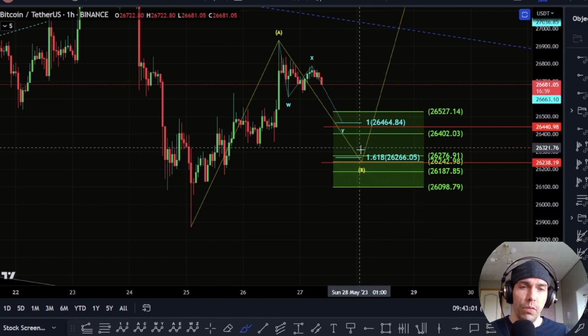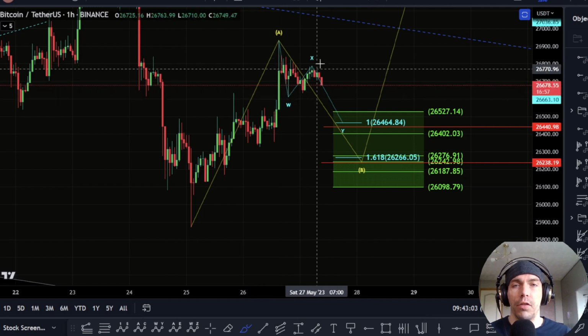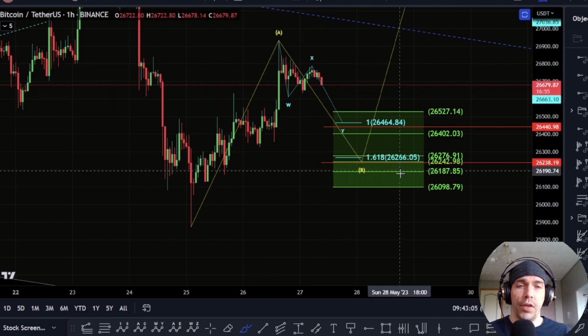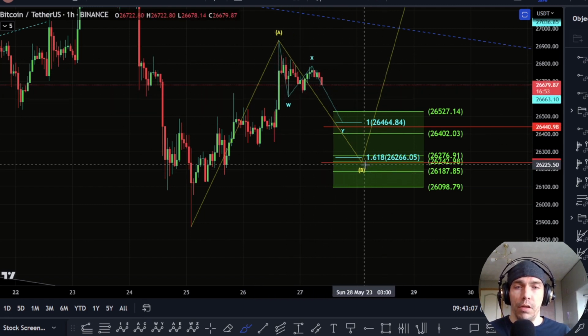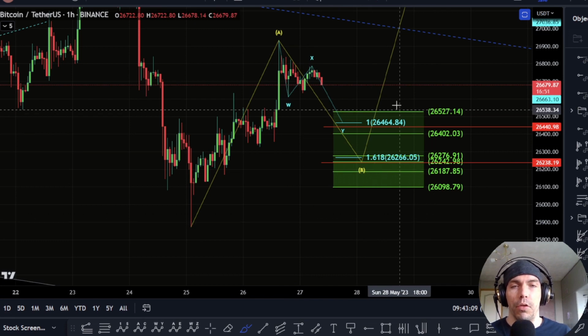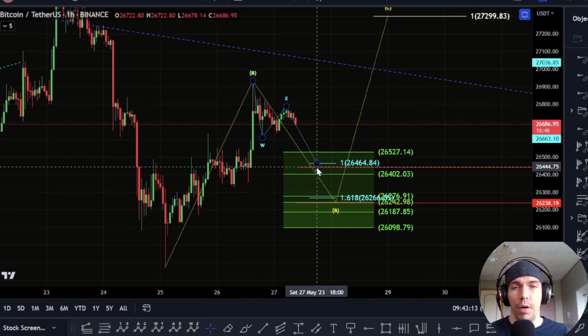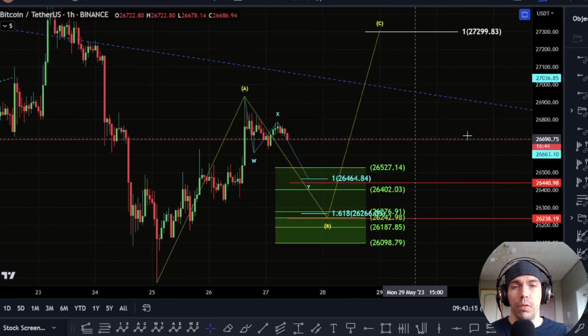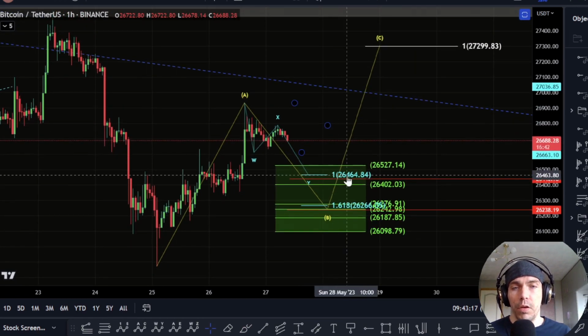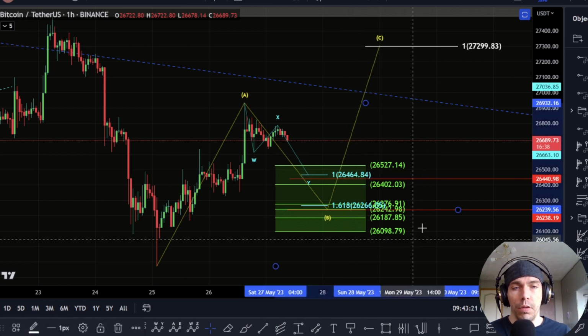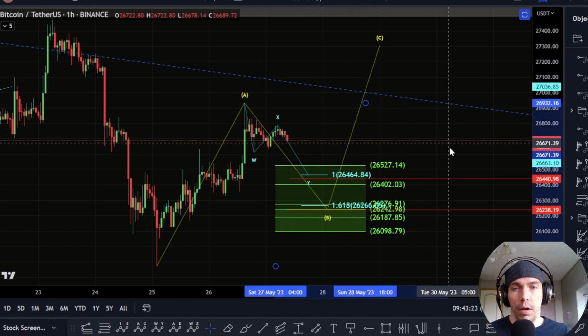So if we do move down this low, we're going to have to see exactly how the structure is within that. If it is impulsive, we need to be very careful because that would mean that the bearish count is more likely. So what I'm looking for here is basically to see a three-wave move to the downside and then reversal to the upside. If this move had to only come down to this 1-to-1, which would be here at this 26,464, this would actually move this target area up higher here.